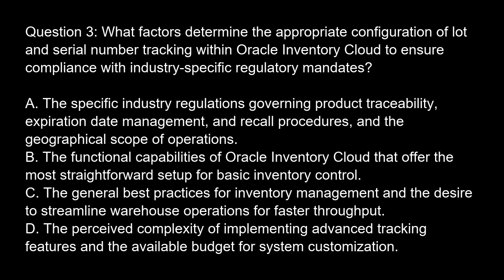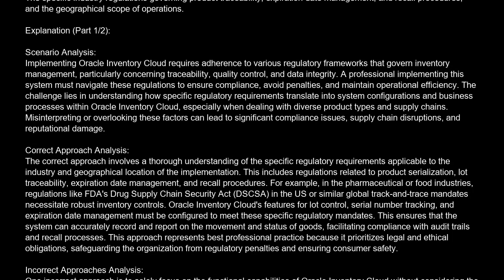Option C. The general best practices for inventory management and the desire to streamline warehouse operations for faster throughput. Option D. The perceived complexity of implementing advanced tracking features and the available budget for system customization. The correct answer is A. The specific industry regulations governing product traceability, expiration date management and recall procedures, and the geographical scope of operations.